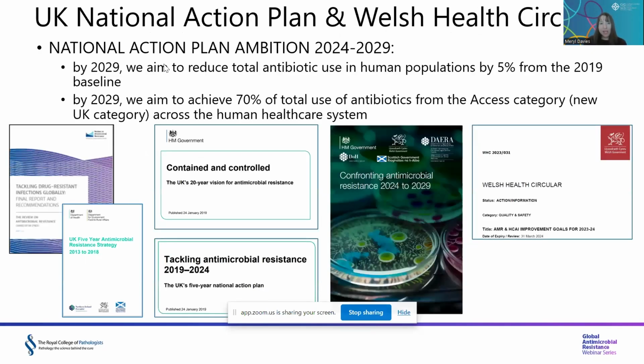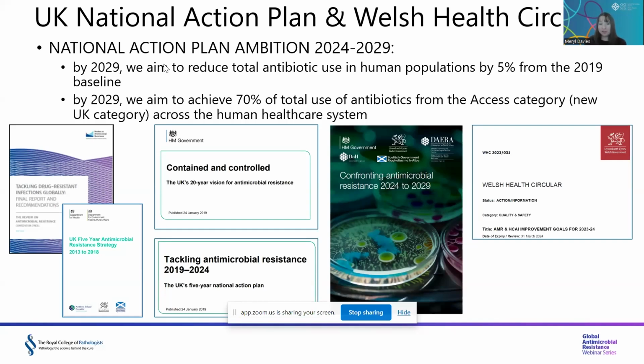So within the UK, we have the UK National Action Plan. Quite a few years ago now, back in 2013, a report was published called Tackling Drug-Resistant Infections Globally. And from that, the UK developed a 5-year antimicrobial resistance strategy that ran from 2013 to 2018. And then in 2019, a new 20-year vision for antimicrobial resistance for the UK was published called Contained and Controlled.